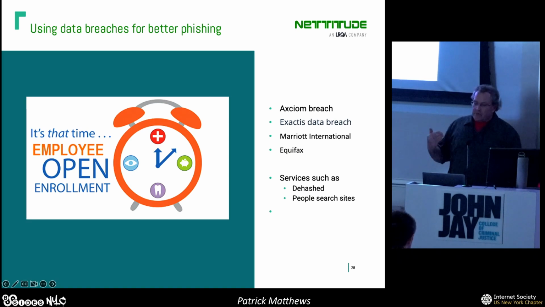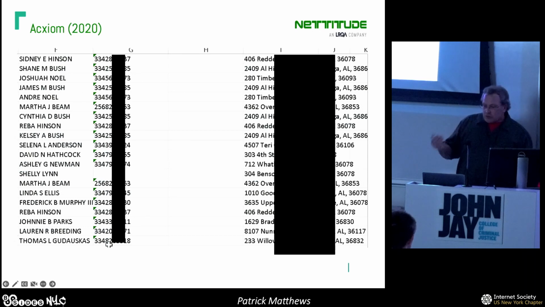I would recommend, if you have the means, to look for the raw data breaches to get a copy of that, because the legitimate services like Dehashed allow for a target to request that their data be removed. All right, to look at one sample of a breach that contains data that you can use in social engineering attacks is the Acxiom breach from 2020.